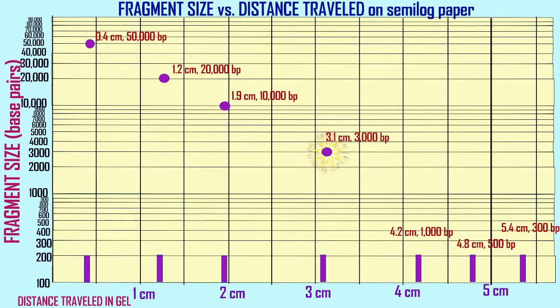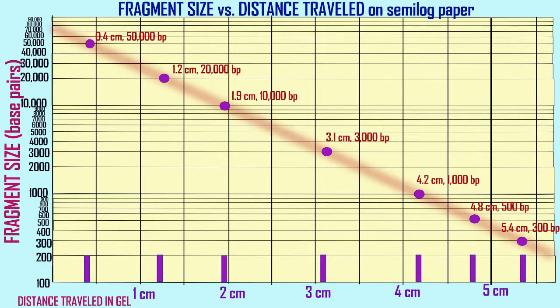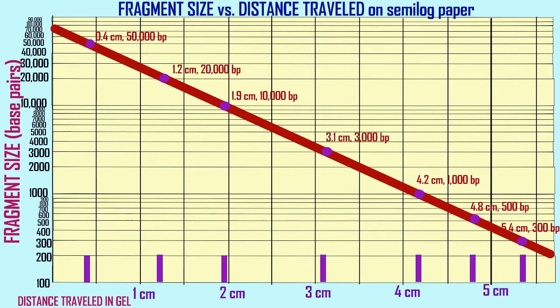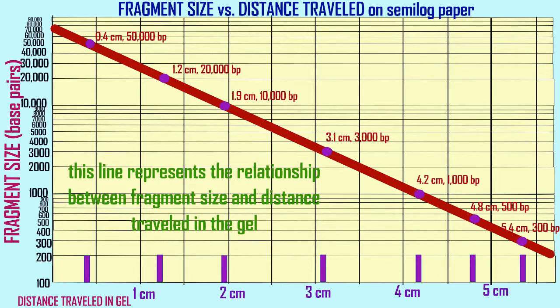Given that we now have information for the x-axis, the distance traveled in the gel in centimeters, and information for the y-axis, the size of the fragments, we can then plot points. These points give us a line which represents the relationship between the size of a DNA fragment and the distance it travels in this gel.